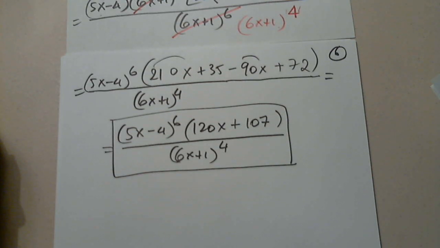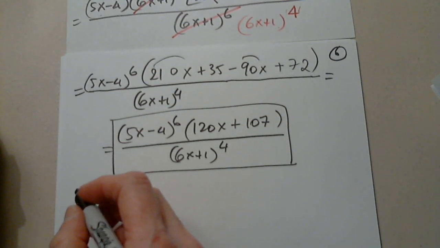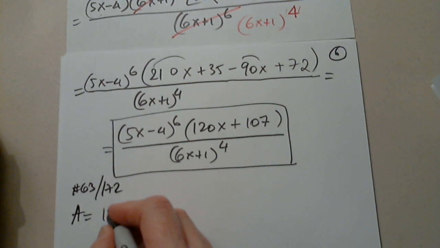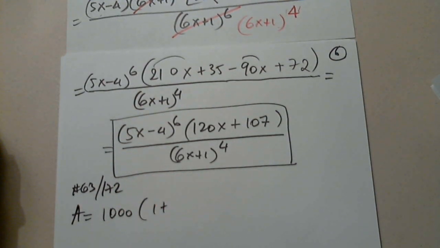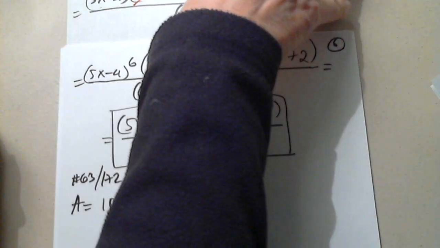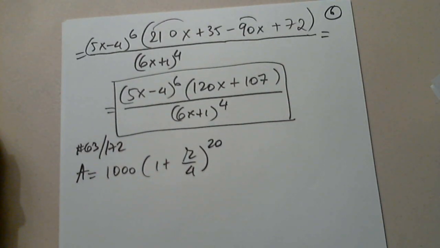So R is the interest rate, and A is measured in dollars, compounded quarterly, which means n equals 4. Okay? So this is the y variable, this is the x variable. So we're going to copy A equals, so this is 63 on page 172, 1,000 and 1 plus R over 4 raised to 20. So first of all, they are asking us to find the rate of change. So let me stop sharing.